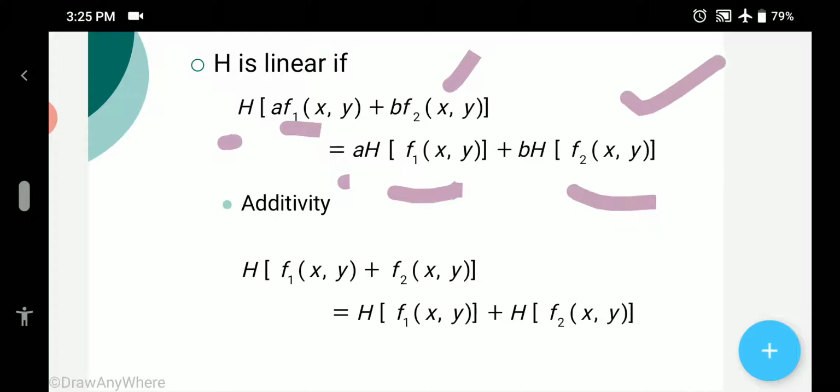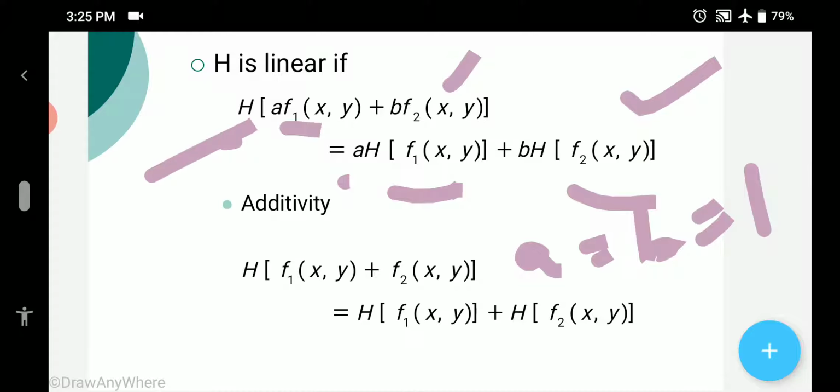This property is called the linear property. If we assume a is equal to b is equal to 1, then the above expression reduces to h of f1 of x comma y plus f2 of x comma y is equal to h of f1 of x comma y plus h of f2 of x comma y. This property is called the additive property.